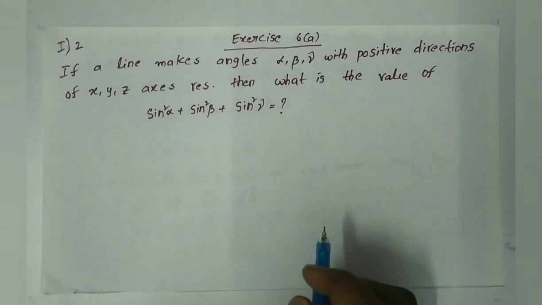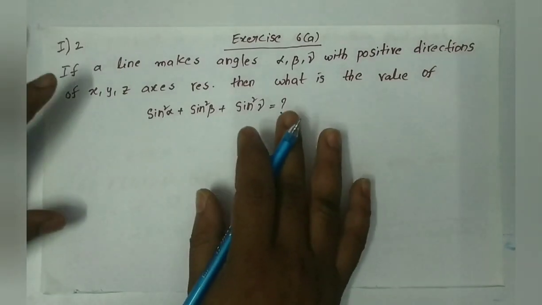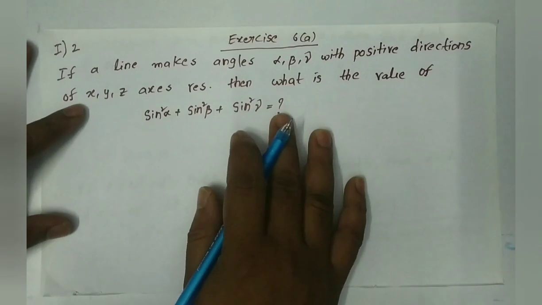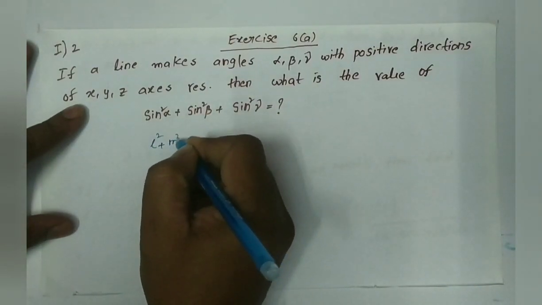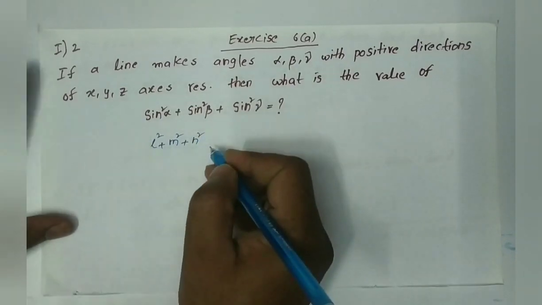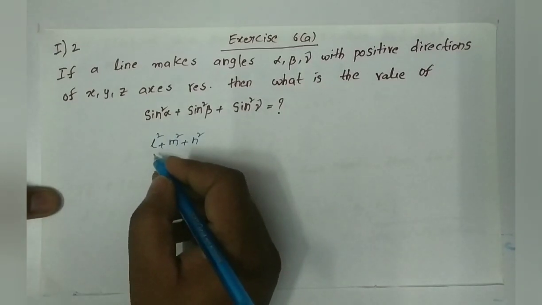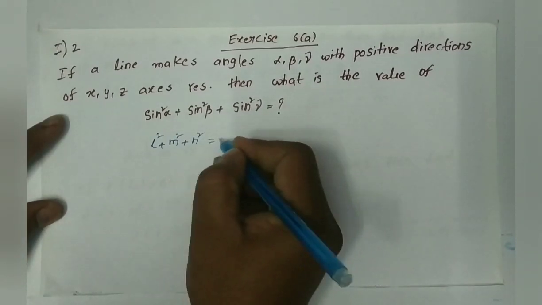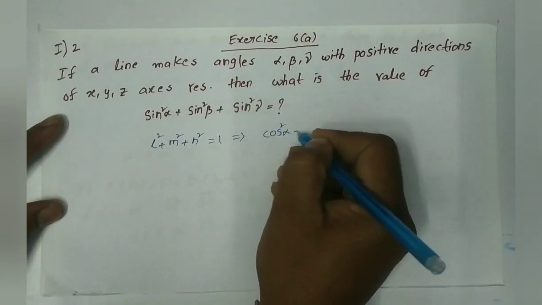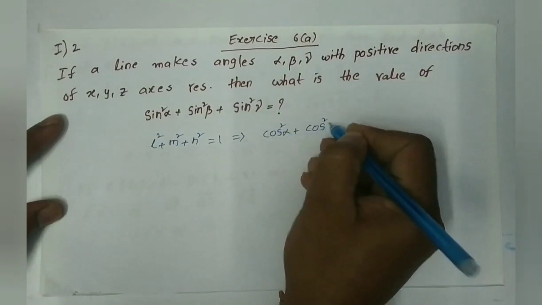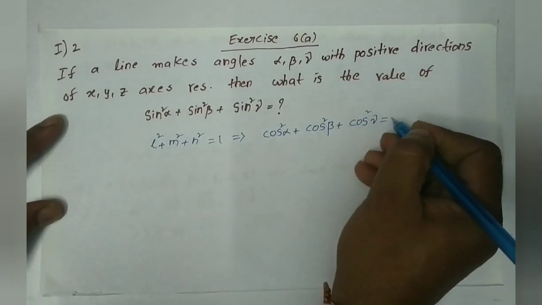Already we know the relation between the direction cosines of the line. The relation between the direction cosines of the line is given by l square plus m square plus n square is equal to 1. That is, l square is cos square alpha, m square is cos square beta, and n square is cos square gamma, and the sum is equal to 1.